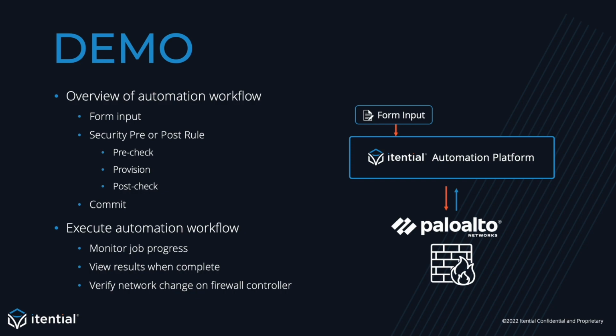Following the overview of the automation, we'll move into a demonstration where we look at the audit data along the way from the automation, and we'll log into our Panorama controller to show you the rule has been created. Alright, so that's all for the overview. So now let's jump into the Itential automation platform and show you how this works.